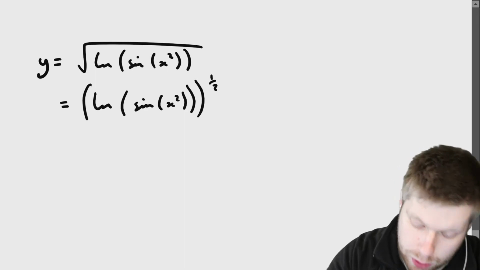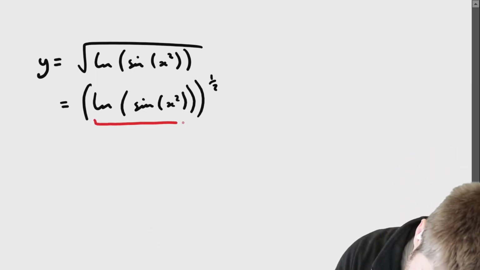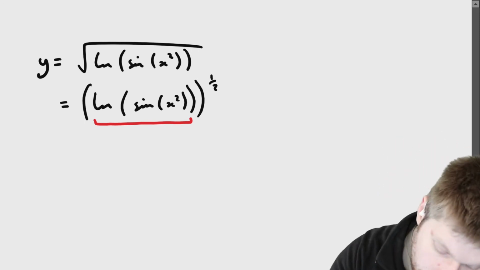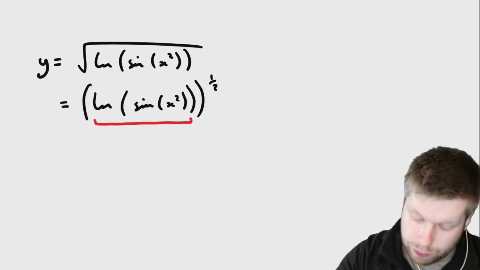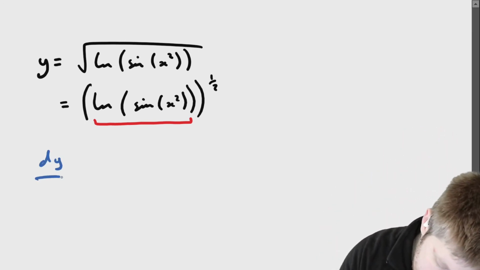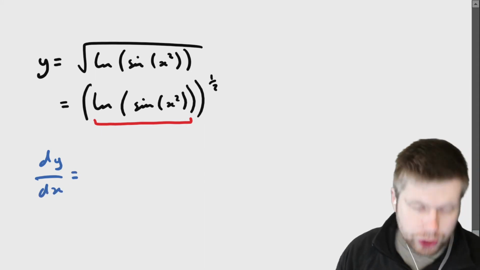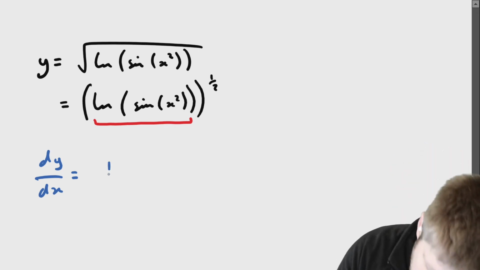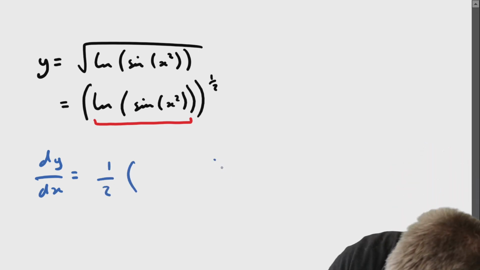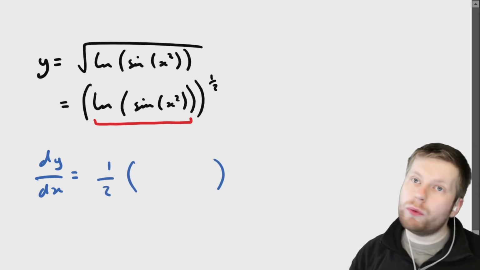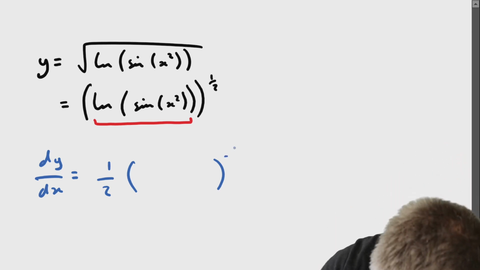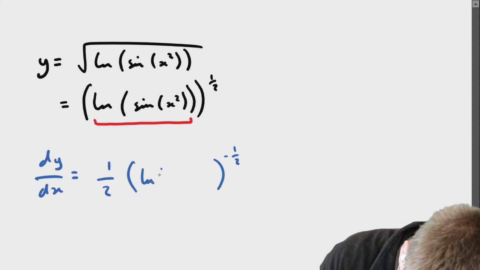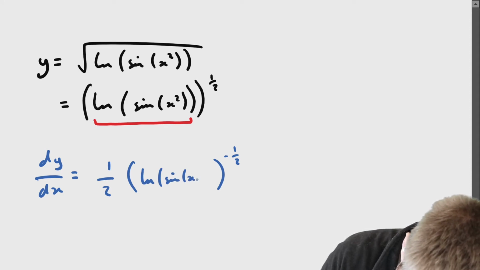So let's work my way inwards, okay? First things first, that's my inside function, the natural log of sine of x squared. So I'm going to leave that alone. I'm just going to focus on the derivative of the outside function. So dy by dx will be equal to, if I differentiate the outside function, so something to the power of a half. Bring the power down, so half of something, okay? And reduce the power by 1. Well, a half take away 1, that's negative 1/2. And then I leave the inside function alone. So the inside function is just natural log of sine of x squared.